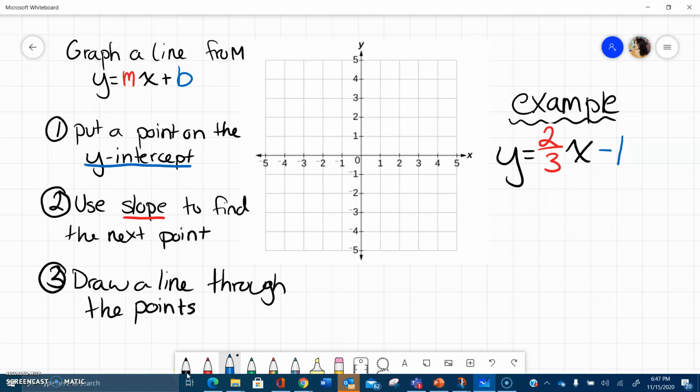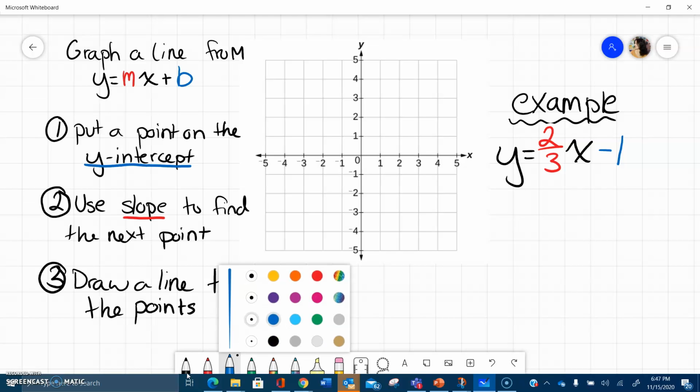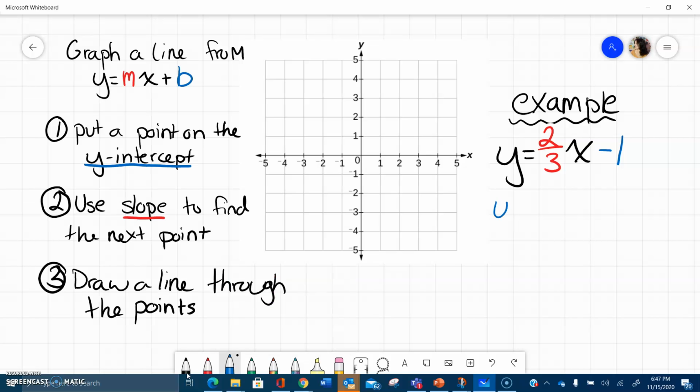Hi everyone, let's graph a line from an equation in the form y = mx + b. So here's the example, y = 2/3 x - 1. The first step is to put a point on the y-intercept. So if I take a look at my equation, I can see that the y-intercept, or the b, equals -1.